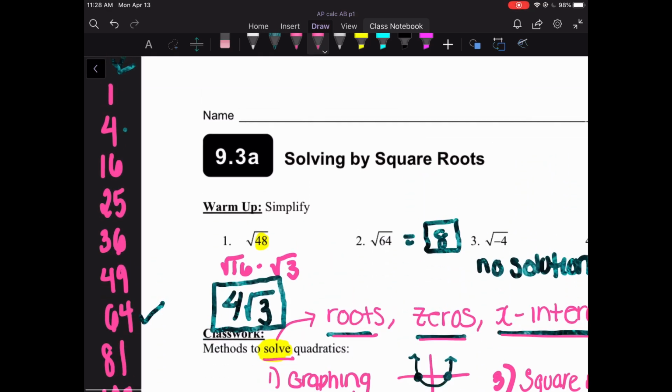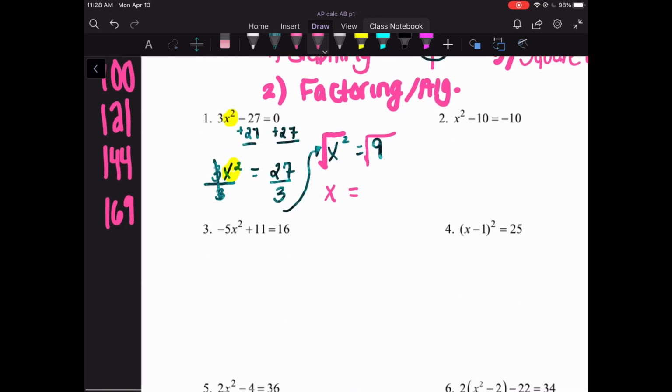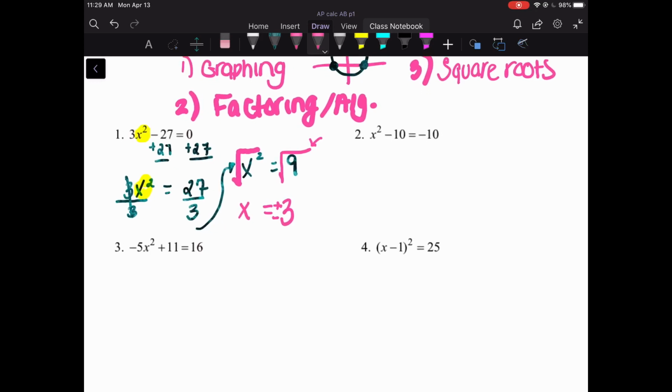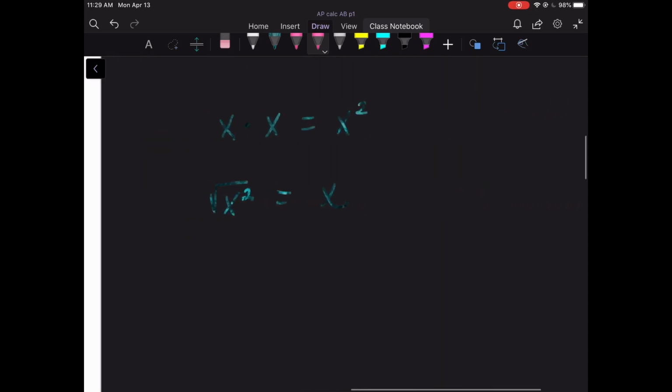Oh, I actually missed it. Should be there. Is 3. And we have to consider that it could be positive or negative 3. Always, anytime you take a square root, when you are writing it in, you have to consider there's plus or minus in front of your answer. The reason for that, I'll do on the side as well.